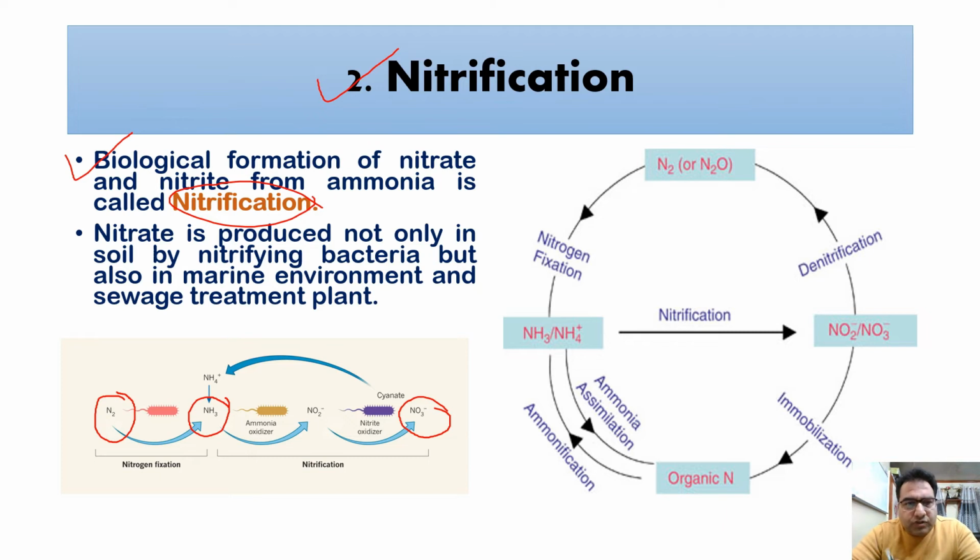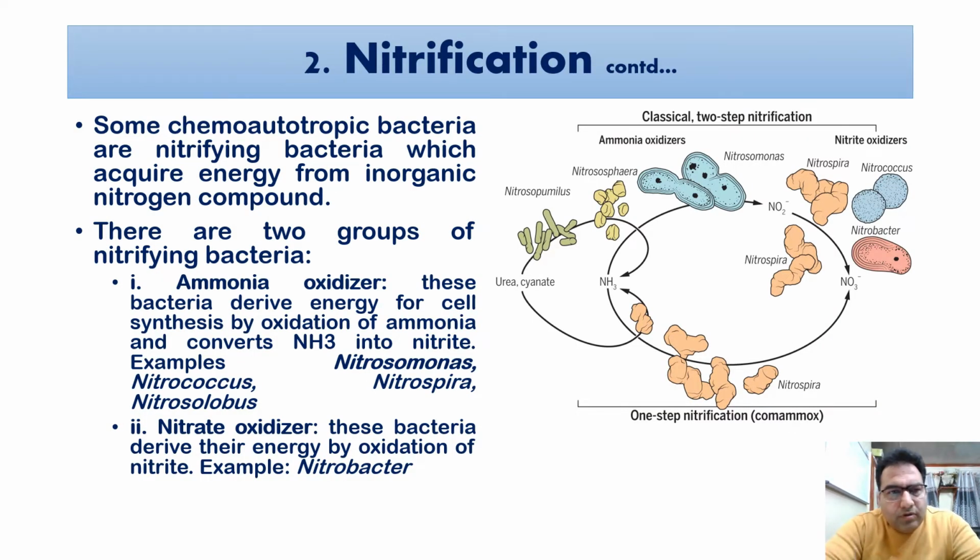Nitrate is produced not only in the soil by nitrifying bacteria, but also in the marine environment and the sewage treatment plants. Some chemoautotrophic bacteria are nitrifying bacteria which acquire energy from inorganic nitrogen compounds. There are two groups of nitrifying bacteria. One we call the ammonia oxidizers and the other we call the nitrate oxidizers.